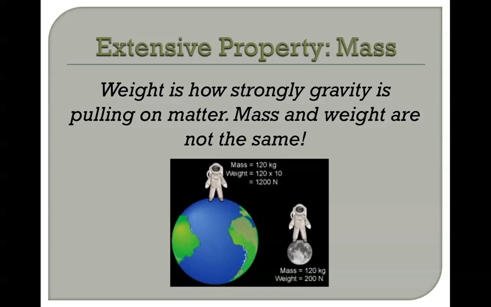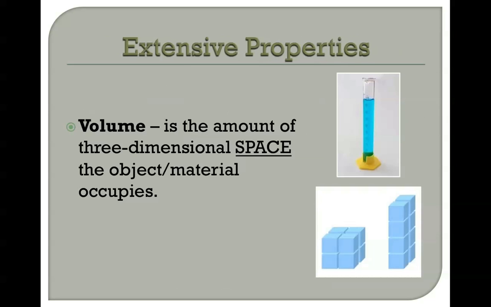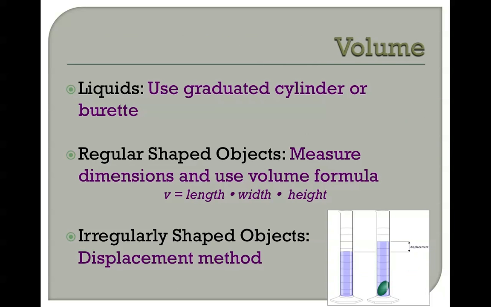We're going to focus always this year on mass and measuring mass. Now volume is the amount of space, three-dimensional space, that an object or material will occupy. And we've already done some of these techniques in our lab so far this year. For liquids we want to use a graduated cylinder. Sometimes towards the end of the year we'll use a burette. Regular shaped objects we can measure the various dimensions, such as for a cube, length times width times height. We've also done a cylinder already, so using that formula as well.